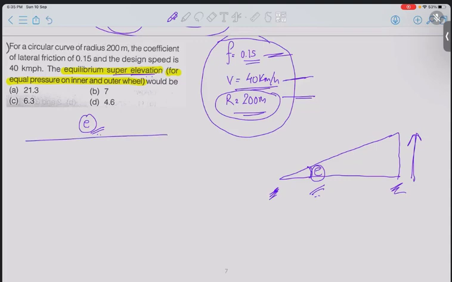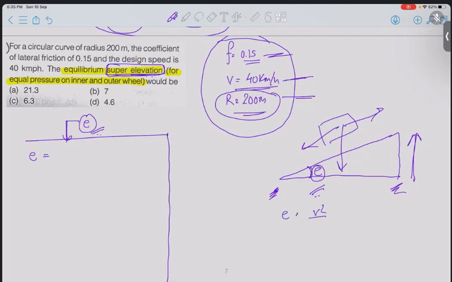So okay, no one has spoken. The steps that we use when only this is given to calculate the super elevation: based on the equilibrium of forces, which I'm not going to show here, we get this formula for our super elevation, that is E. E is equal to V square by RG. This is something we will get.